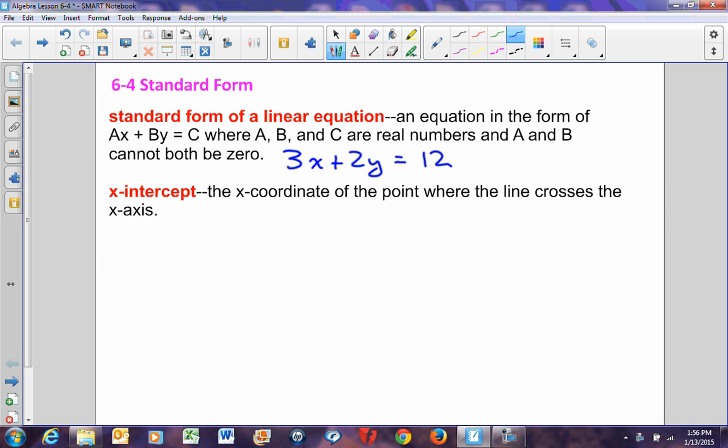The x-intercept is similar to the y-intercept. The y-intercept is the y value of where a graph crosses the y-axis. The x-intercept is the x-coordinate of the point where the line crosses the x-axis. Both the intercepts can be used to graph an equation. They're very helpful in this matter.